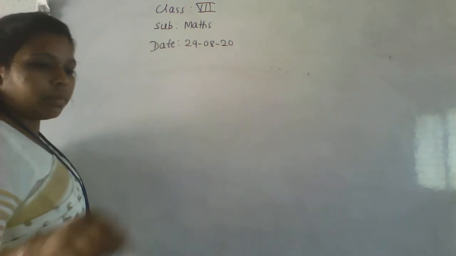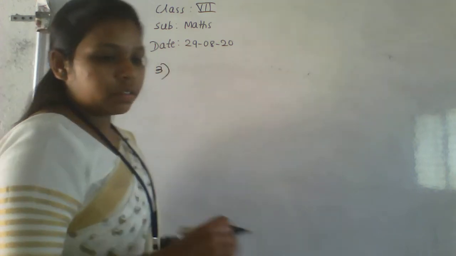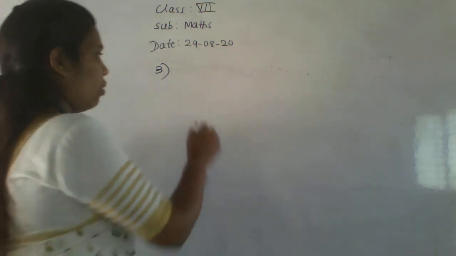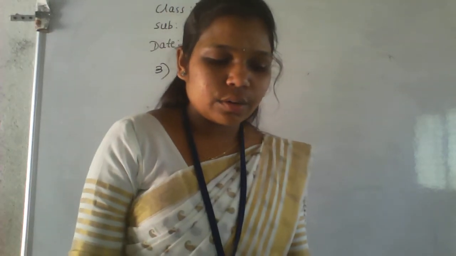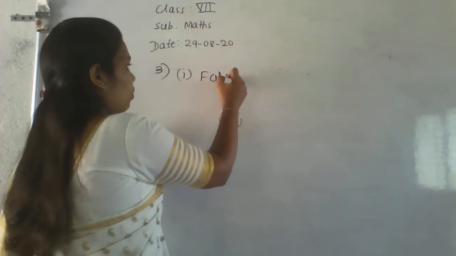So we'll solve the third main now. That is, which of the following statements are true or false. I will just write the answer here. 5 divided by 3 is equal to 3 divided by 5? No, there is no commutative property under division. Whether it is true? No, it's a false statement. So write here, first one is false.